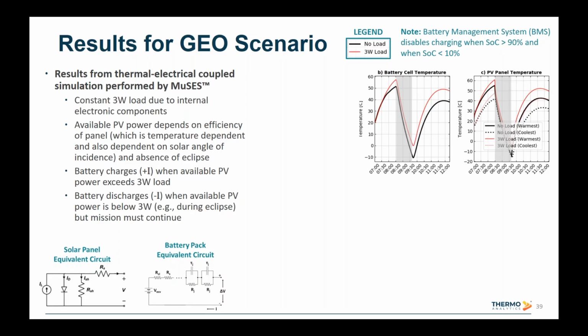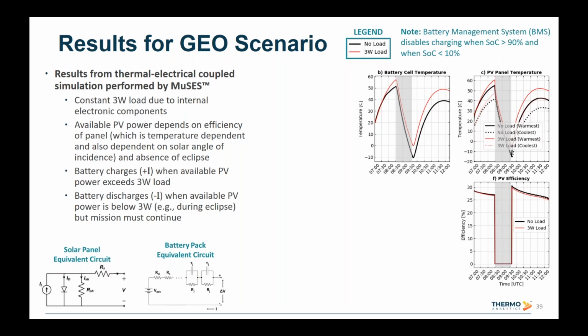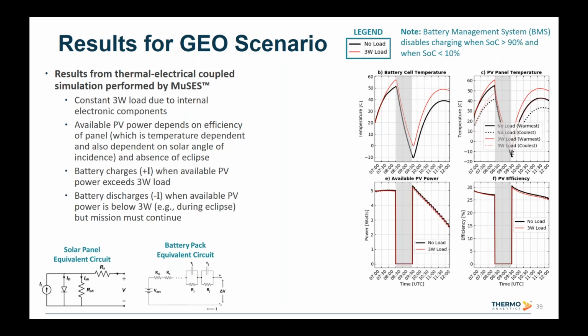Panel C here shows the solar panel temperature, and we see that change throughout the orbit. Again, there's a shift between the black no load case and the red 3 load cases, and we see cooling during the eclipse region, which we would expect. Here we see the solar panel efficiency, and again, there's a slight difference in efficiency due to the increased or decreased temperatures of the solar panels. And that efficiency then affects the available solar power. So this gives you an idea of the energy that's harvested during this particular orbit.